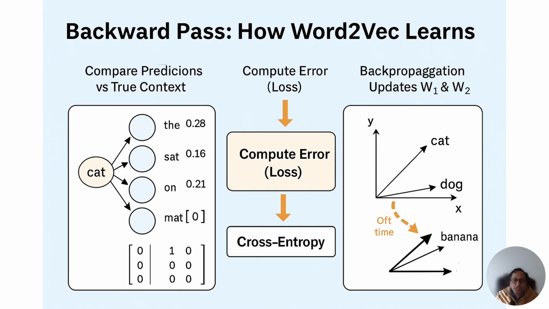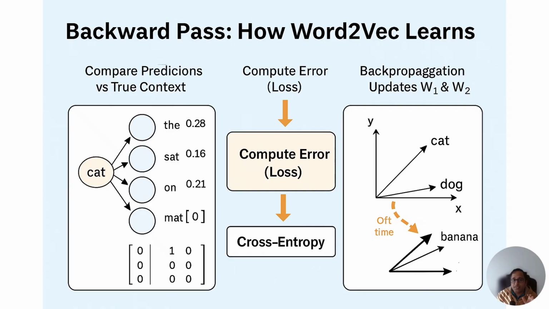Now that we have seen how word2vec predicts the context during the forward pass, let's explore how it actually learns. Again, on the left we see the probabilities. For example, the model thinks that the words the, on, and mat are most likely to appear near cat.